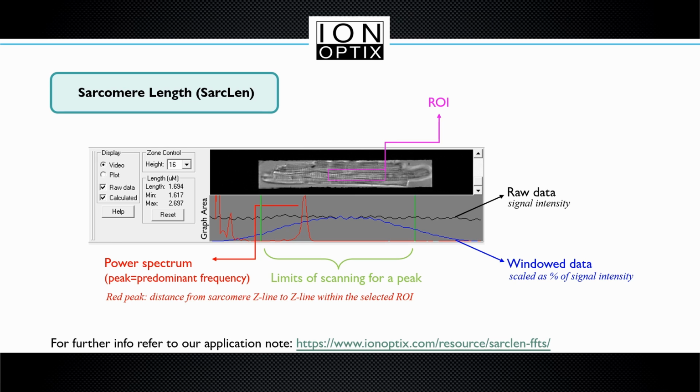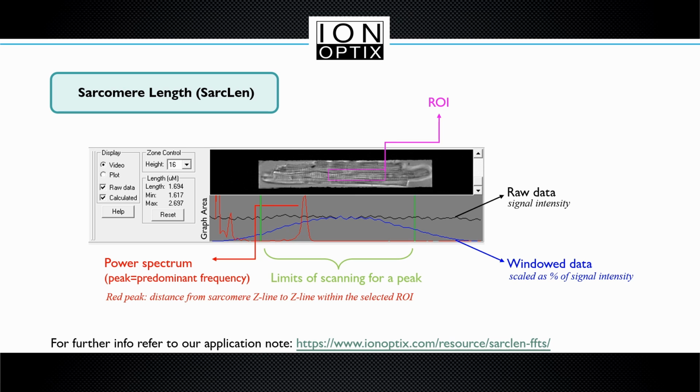Within each ROI, we collect signal intensity, or raw data, displayed as the black line. This data undergoes mathematical processing to create windowed data, represented by the blue line. Please note, if you increase the microscope's light intensity, both lines will move upward. To ensure the best results, keep them both visible within the graph area and above the midline.